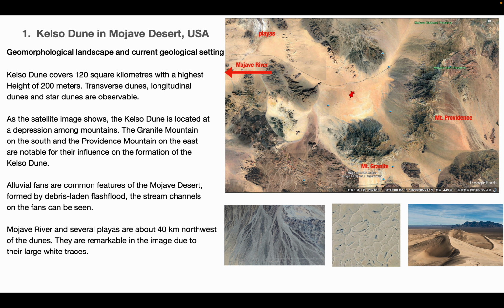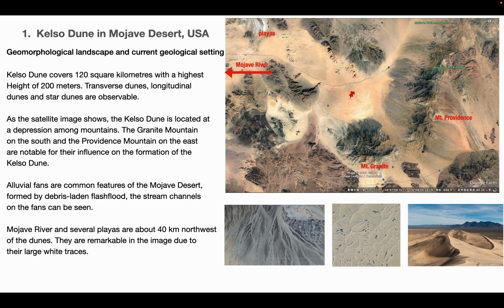The Granite Mountain on the south and the Providence Mountain on the east are notable for their influence on the formation of the Castle Dune. The alluvial fans are common features of the Mojave Desert, formed by debris-laden flash floods. The streaming canals on the fans can also be seen.